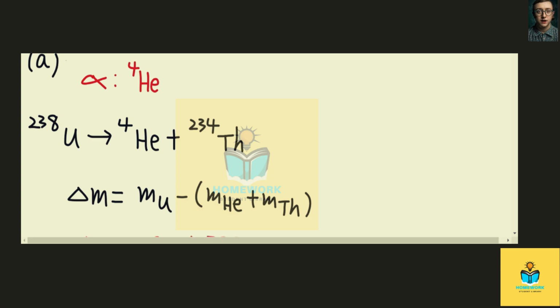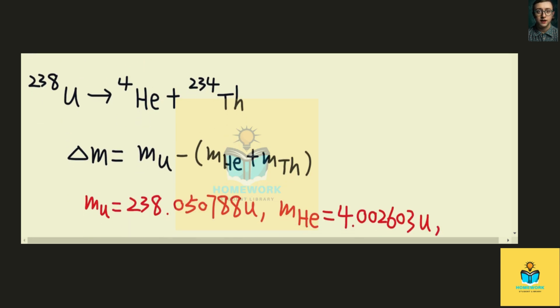Okay, so the equation for the alpha emission in this case should be U-238 to helium-4 plus thorium-234, since we know that the alpha particle is helium-4. So the change of mass, which is delta M here, is equal to M_U minus M_He plus M_Th.